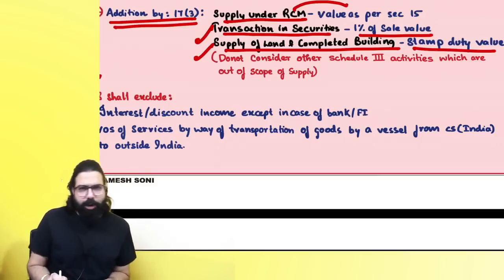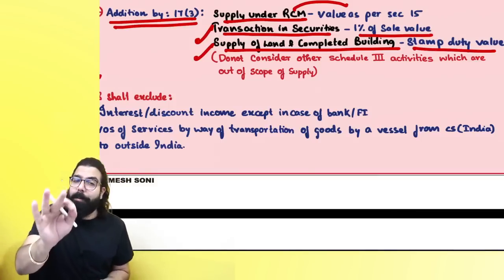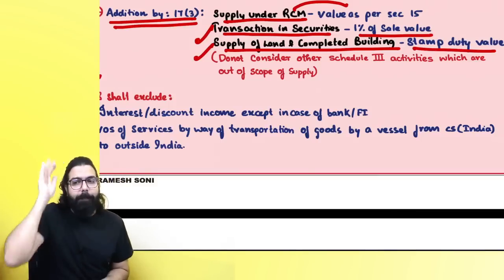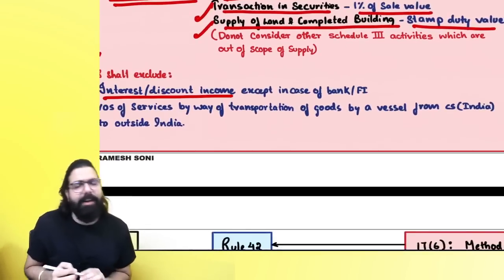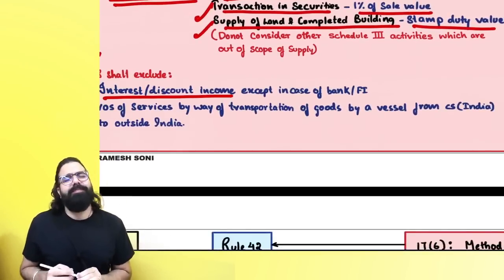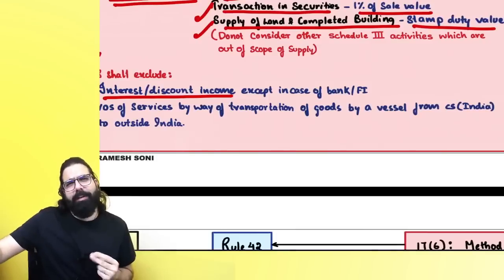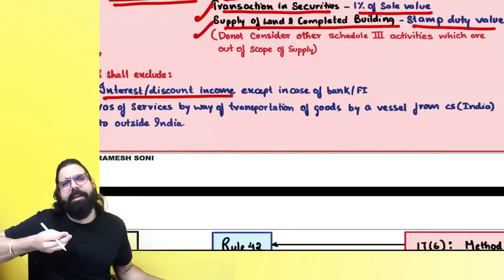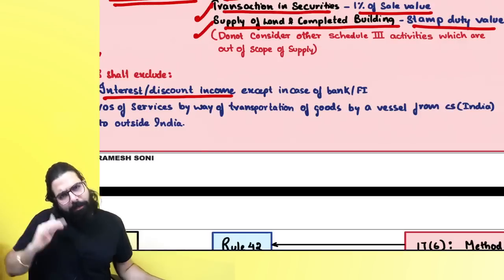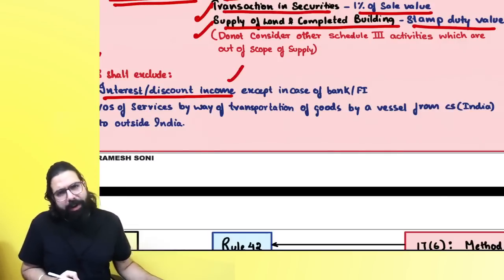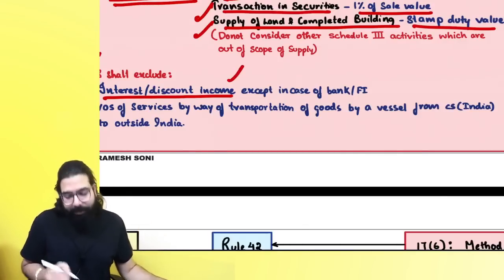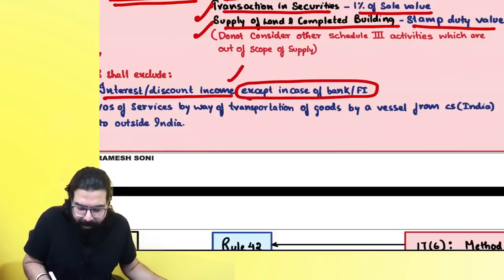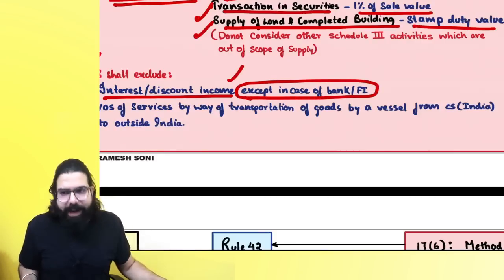Sir, what are the things not to be considered as exempt supply? This is only for the purpose of apportionment. The government is telling interest income. If you are giving loans and advances and what you receive in return is interest or discount, then the government is telling that income is not to be considered as exempt supply. Although it is exempt supply, don't consider it as exempt supply. But for banking companies, interest income will be considered as exempt supply.